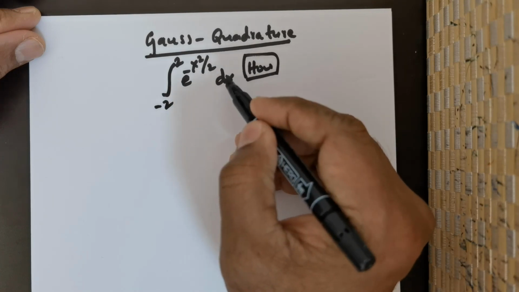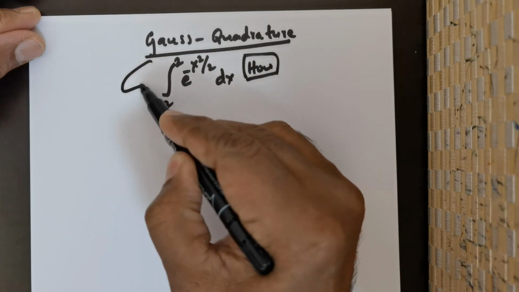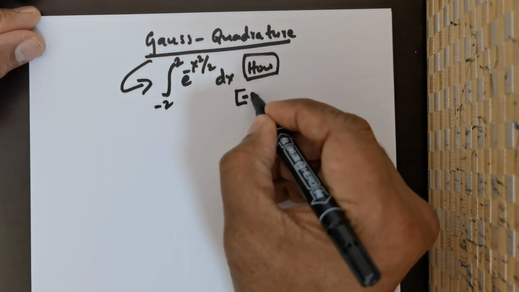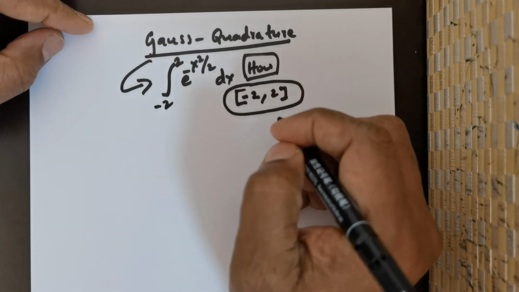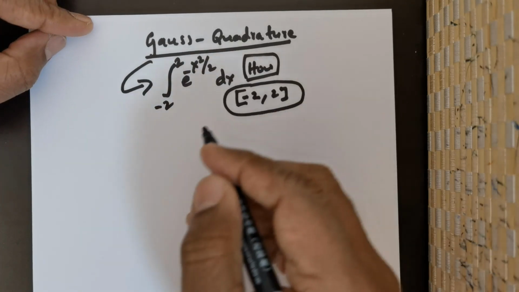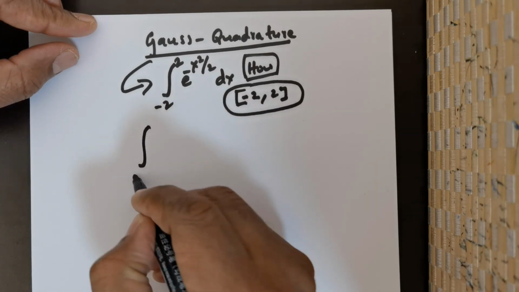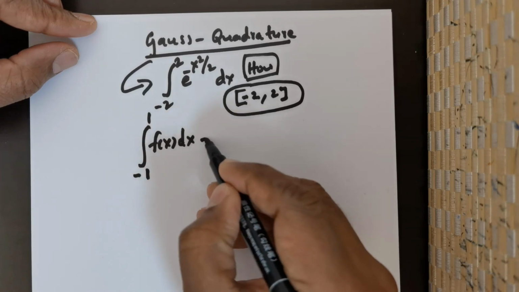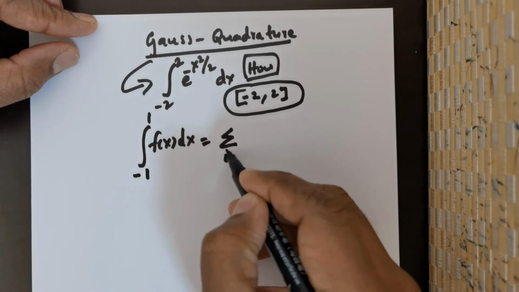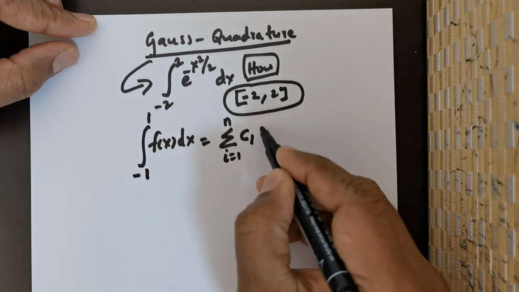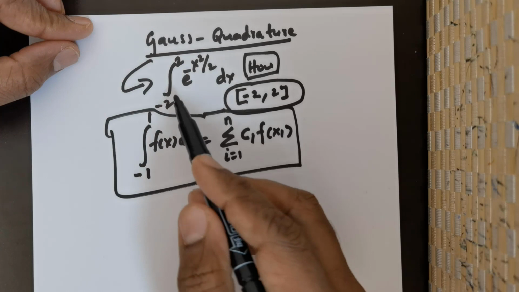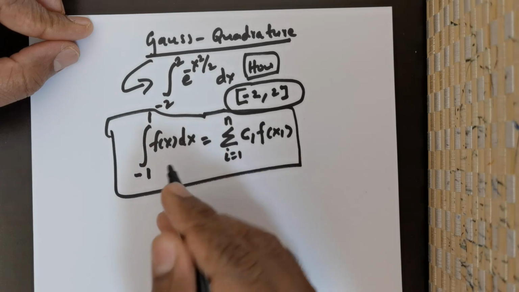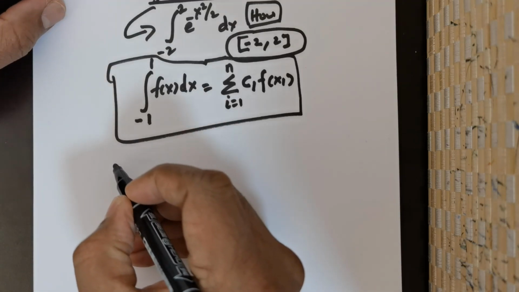exactly was I able to apply the Gauss Quadrature to this integral with the interval being defined from -2 to 2? On the contrary, the Gauss Quadrature is only defined for the interval -1 to 1 of f of x times dx, and the formula is given as the sum from i equals 1 to n of ci times f of xi. I applied Gauss Quadrature to this particular function defined in this interval. Now how did I do that? I did that because of the definition of Gauss Quadrature.